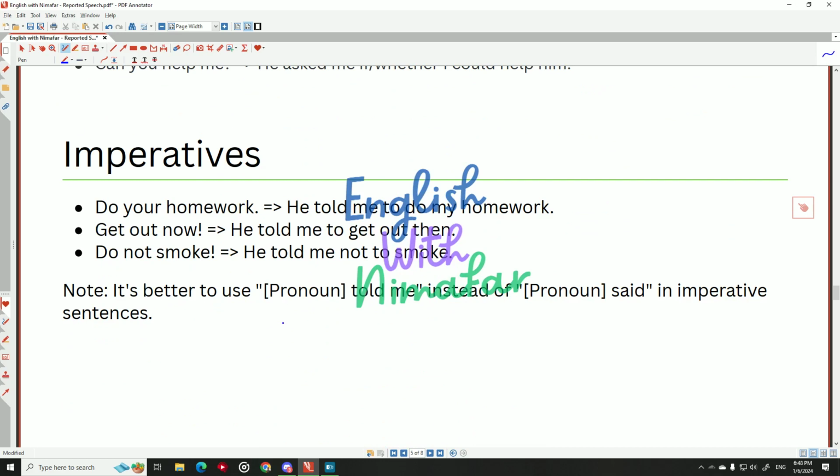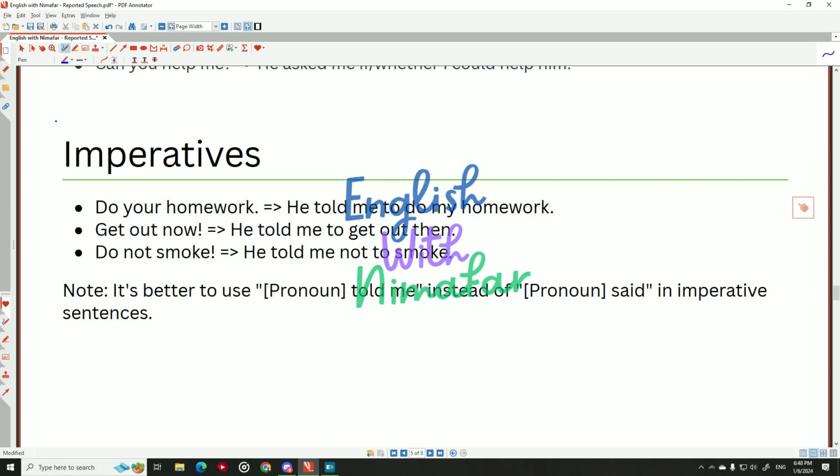Imperatives. It's lovely. So, imperatives mean like order someone, command someone. Do your homework. Close the door. I don't know, turn off the TV, something like this. So, do your homework. We normally use told.